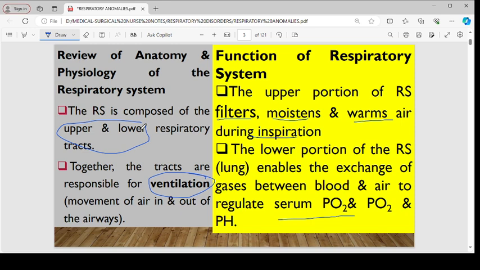So, starting with the anatomy, we find that the respiratory system is composed of two major sections. We have the upper and the lower respiratory system. Together, these two tracts are responsible for ventilation, which is simply defined as the movement of air in and out of the airways.